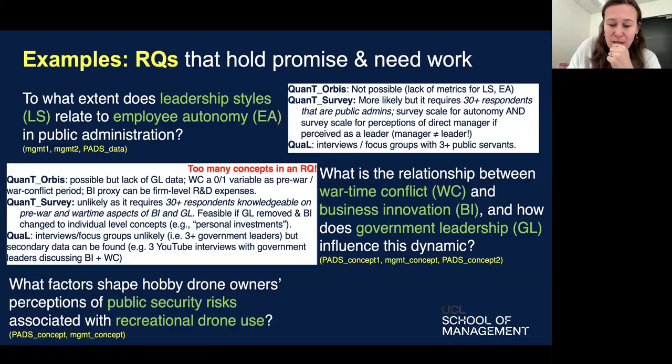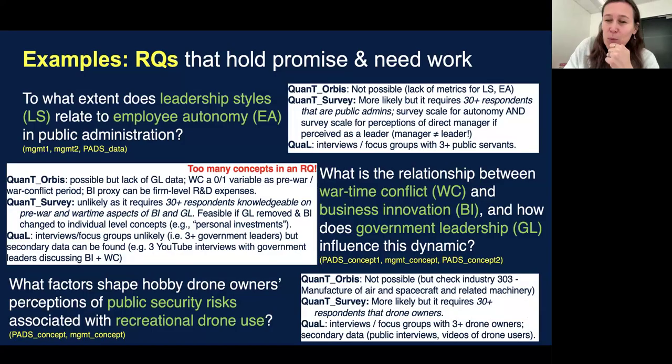Let's look at some of the issues here. It's not possible to use Orbis data because it's about owners. Orbis data is firm level data. There is a possibility if you change this research question to address firm level issues, not individual level issues. There is an industry 303 in Orbis called manufacture of air and aircraft and related machinery.